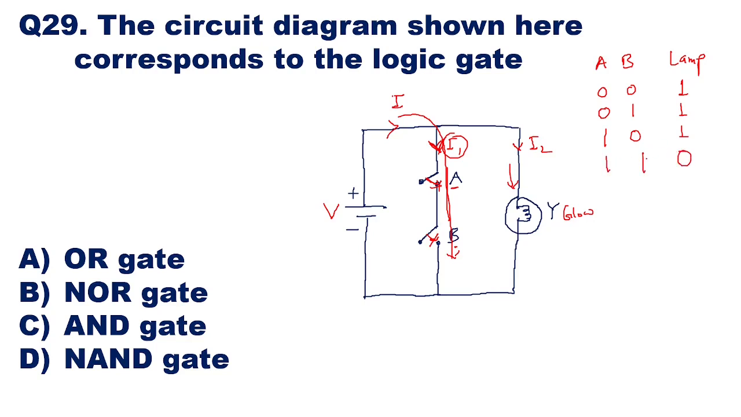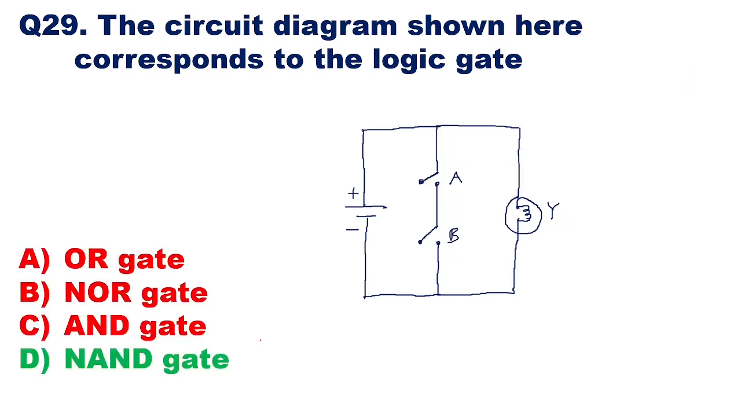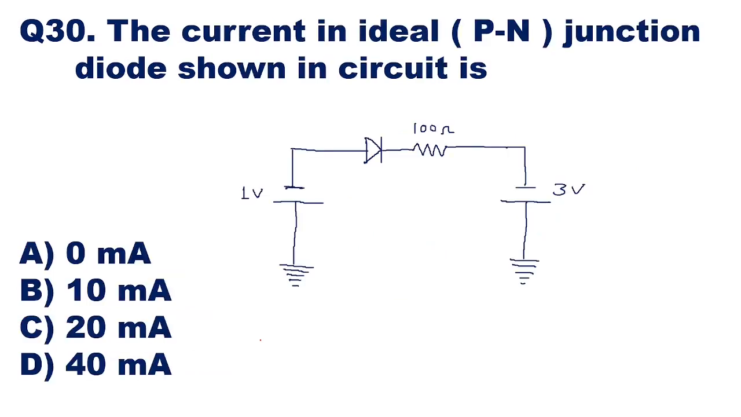Now this is the truth table. This is the truth table for which gate? If you remember, this is the truth table for the NAND gate. That is, when both the inputs are high, the output is low. Otherwise, the output is high. So here, NAND gate will be the answer. That is, option D is the correct answer. Then we'll go to the next question.